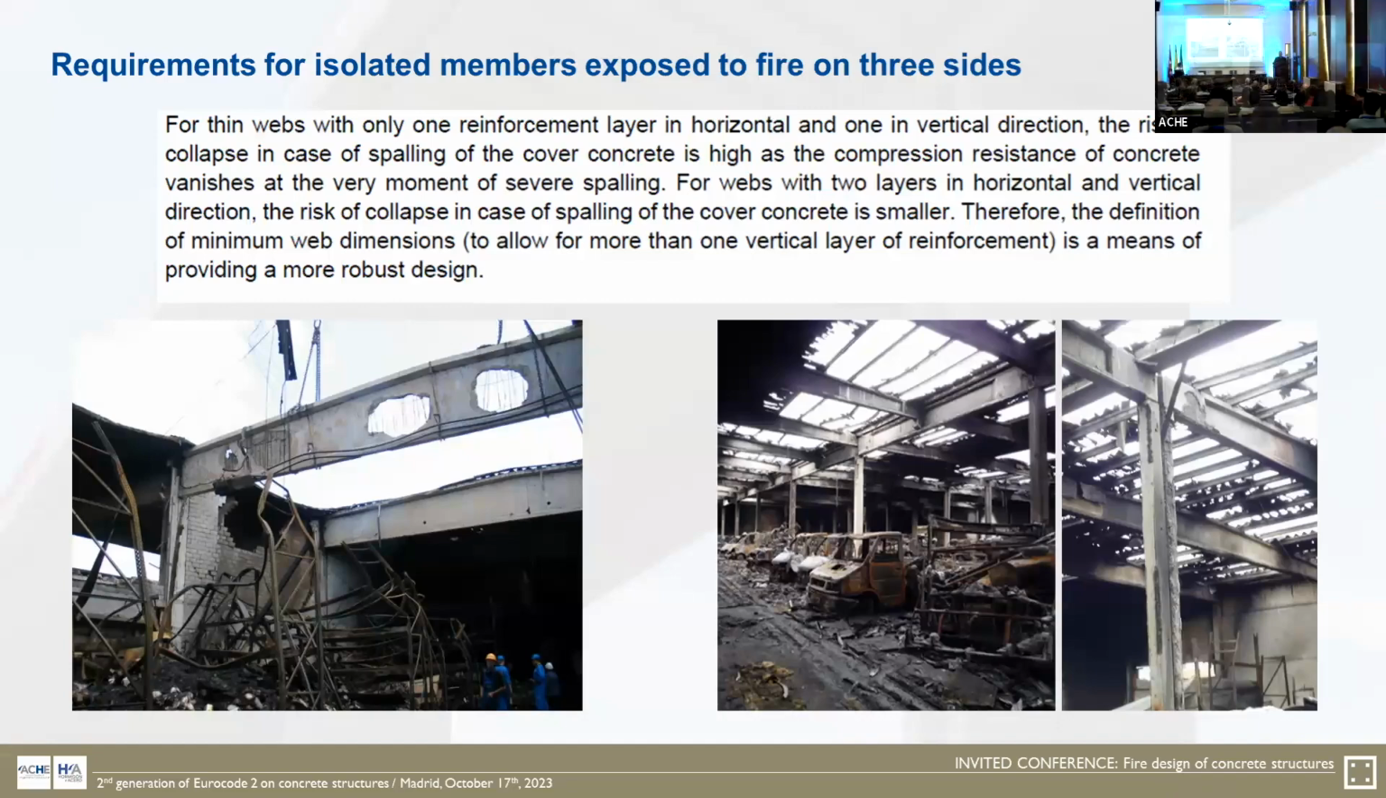This is just to say that, again, here, this is the sentence which points out to the fact that depending on whether you have reinforcement in one direction or in the two directions, there might be a different behavior. But the core is providing minimum web dimensions and then to allow for more than one vertical layer of reinforcement is a means of providing a more robust design. And more robust design is typically avoiding that what you see on the left happens, because it may have dire consequences.